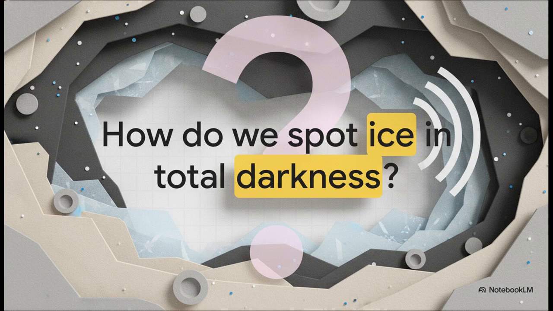Seriously, how do we spot ice in total darkness? If these doubly shadowed craters never see the sun, standard cameras are completely useless to us. And more importantly, how do we distinguish a subsurface ice sheet from just a field of rough, scattered rocks? Because to a simple radar, they can look identical.